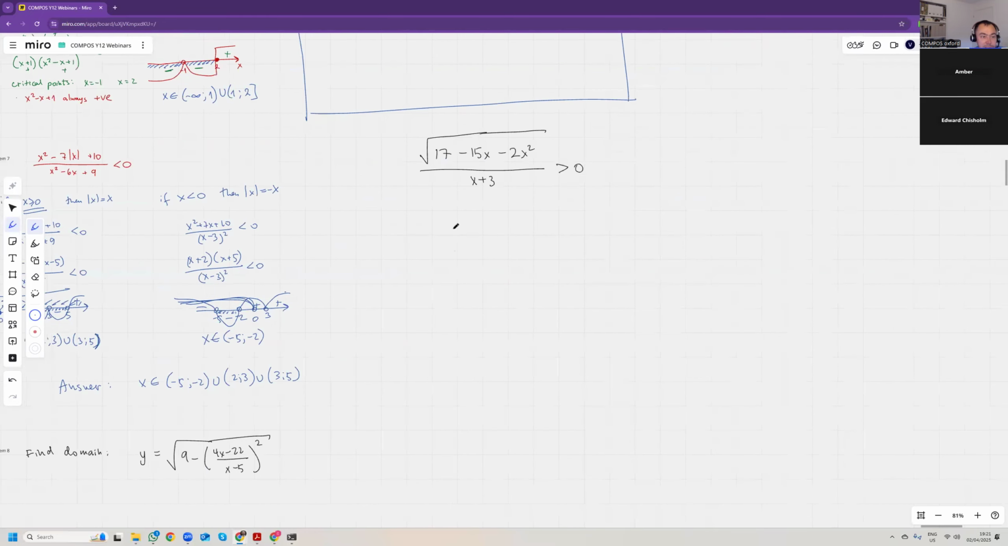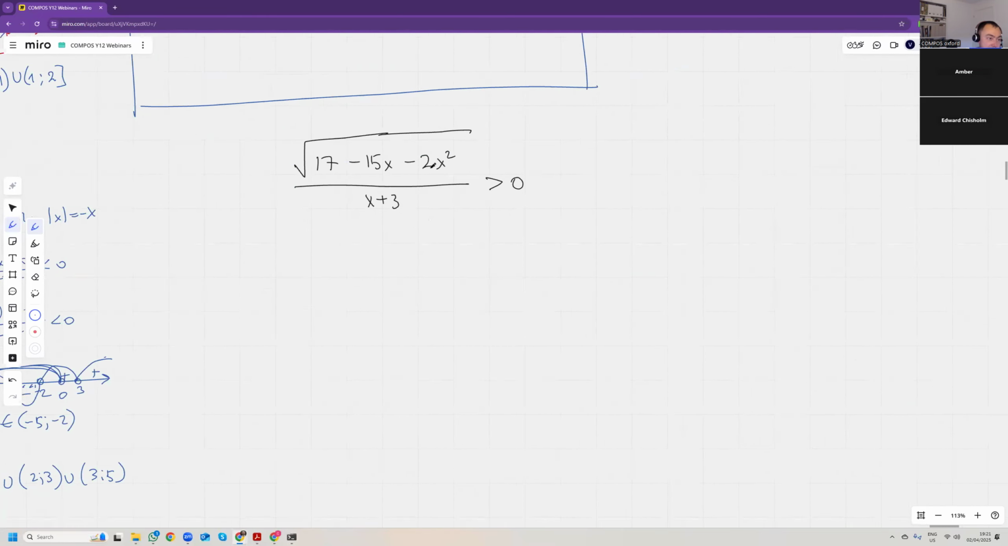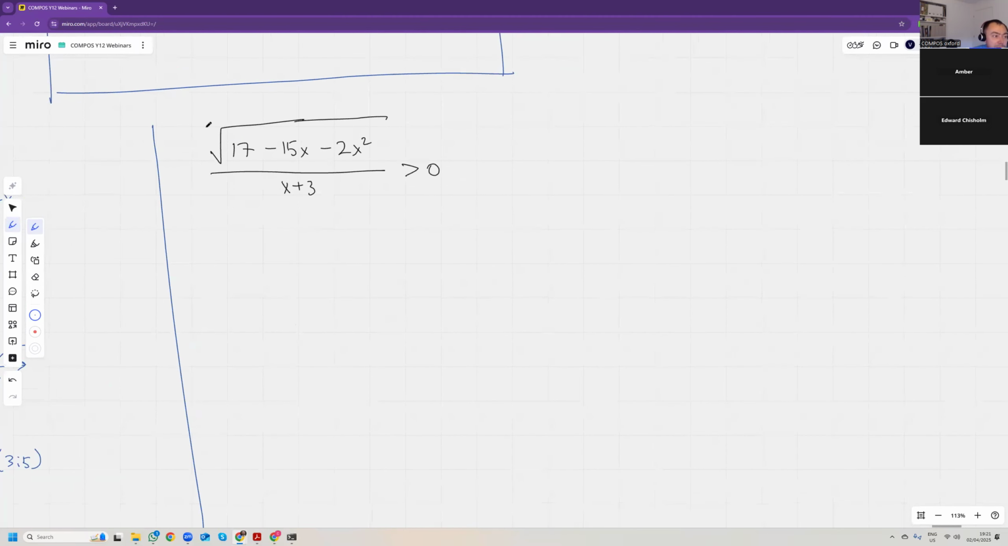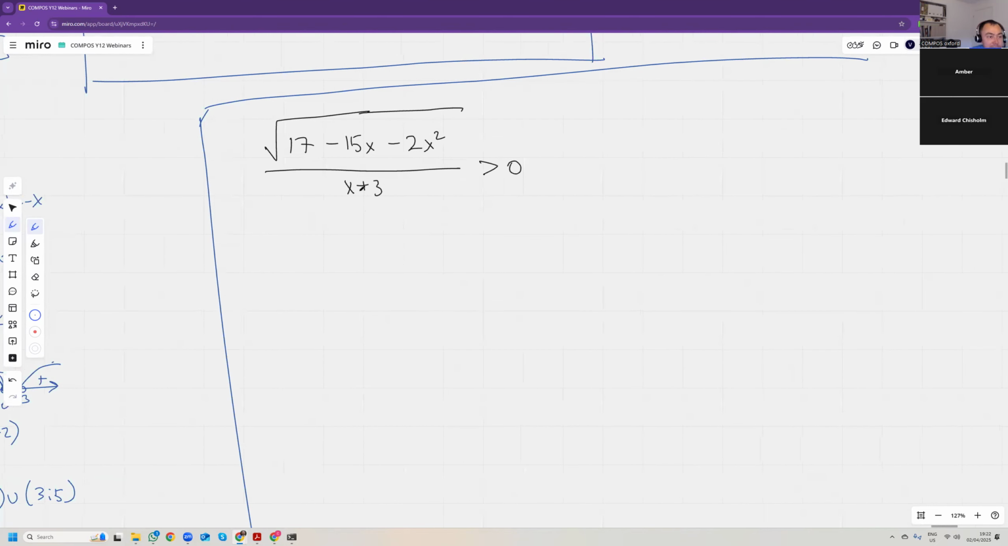The next one is actually quite simple as well. On the top you have a square root. The square root is always positive. The square root never returns you negative values. So the square root is positive, and the bottom is x plus 3. In order for the whole fraction to be positive, all you need is x plus 3 to be positive.